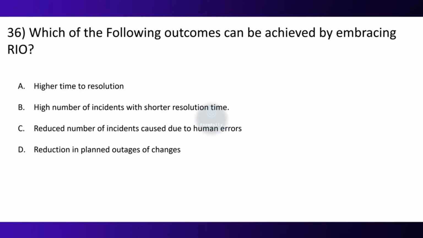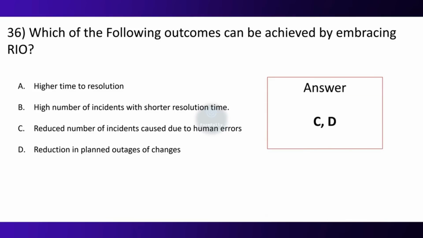Question 36. Which of the following outcomes can be achieved by embracing RIO? Option A, higher time to resolution. Option B, high number of incidents with shorter resolution time. Option C, reduced number of incidents caused due to human errors. Option D, reduction in planned outage of change. And the correct option is C and D.